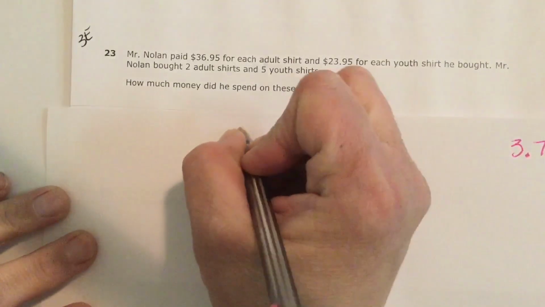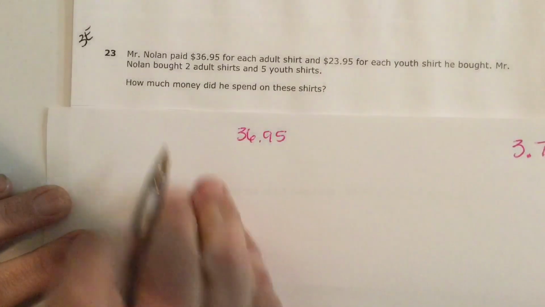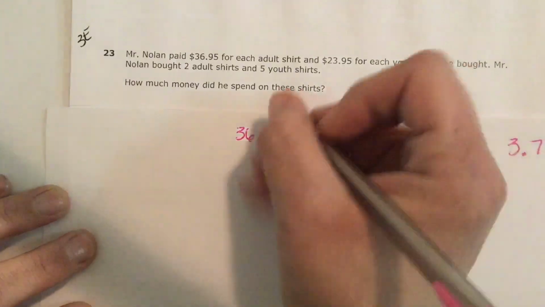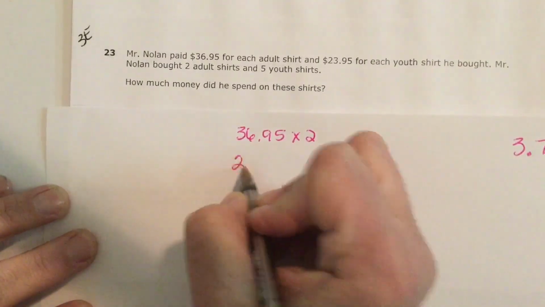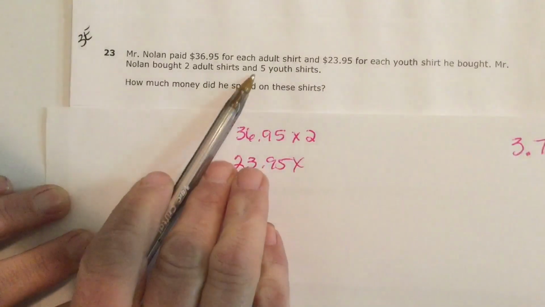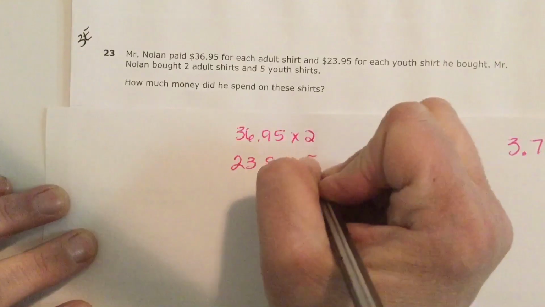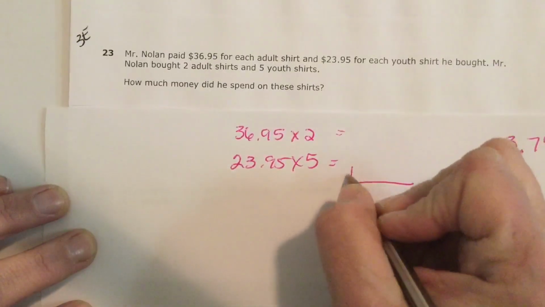Okay, you should have said $36.95 is for the adult shirt, and he purchased 2, so $36.95 times 2. And then you should have said $23.95 times 5, because he bought 5 youth shirts. And then you're going to take those 2 answers and add them.